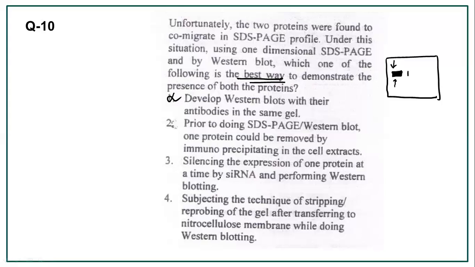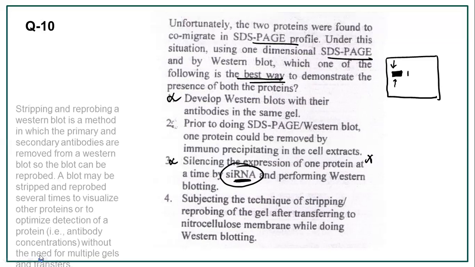Silencing the protein by siRNA, but because we are running SDS-PAGE, we will not be able to do that here. If you have to silence a particular gene's expression, you have to go to the mRNA level. siRNA or miRNA, the microRNA, makes double-stranded RNA and silences the gene, so that cannot be possible here. Now you can see stripping and reprobing.